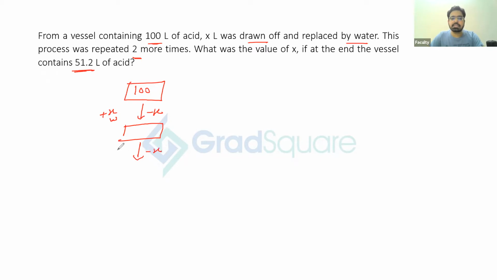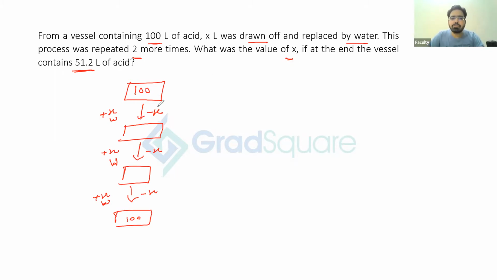From this again X liters is removed and then X liters of water is added, and post this again the same thing is happening over here as well, right? And finally you will get 100 liters of solution. That 100 liters of solution contains the quantity of acid as 51.2 liters. What we need to figure out is the value of X over here.